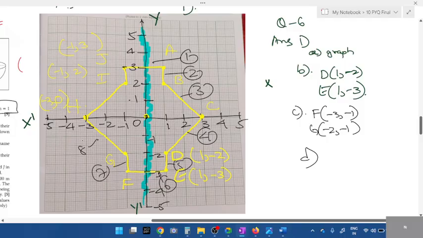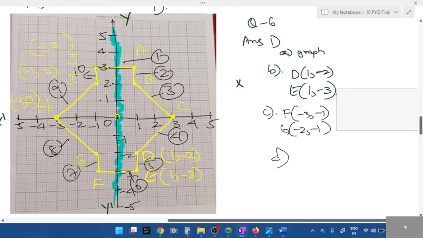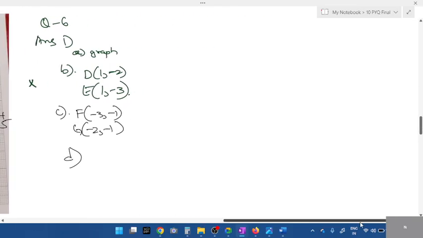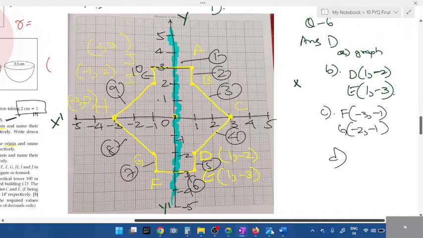7, 8, 9. And this part is 10. Total, how many sides? 10. So 10 sides, the image is decagon. 10 is for decagon, 9 is for nonagon, 8 is for octagon. All of you got this image correct? Same like this?